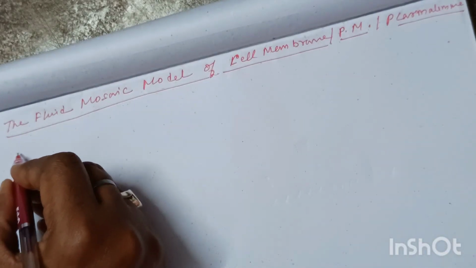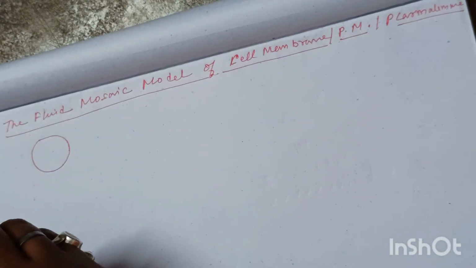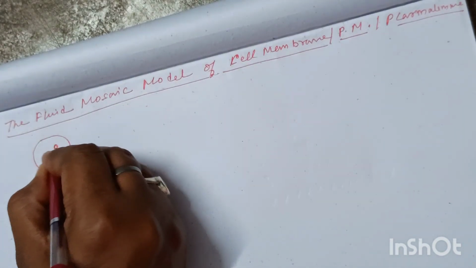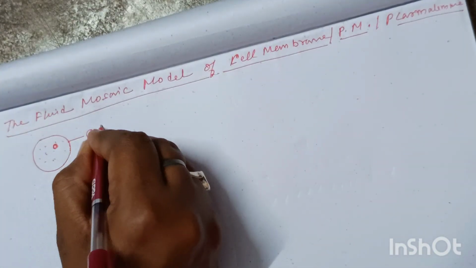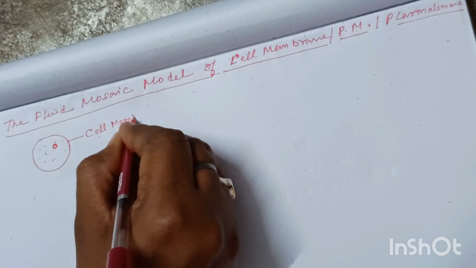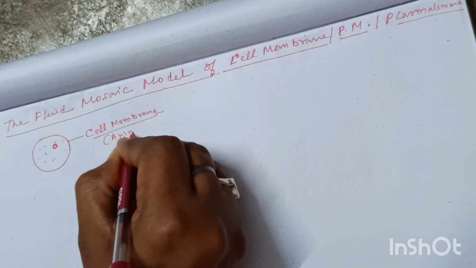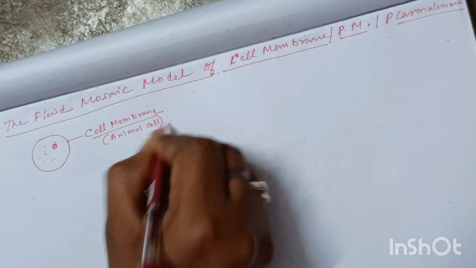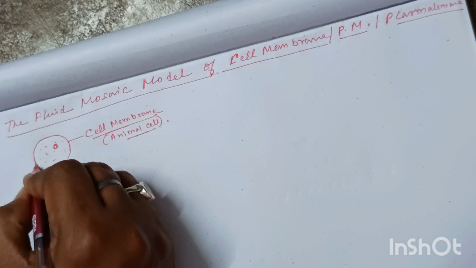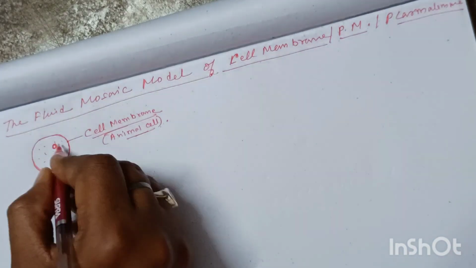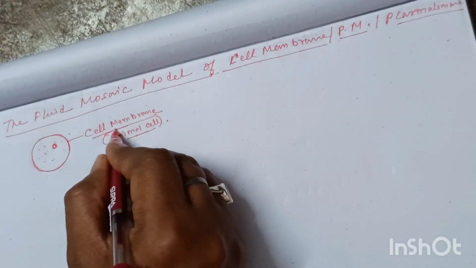Now suppose this is an animal cell, and this is its nucleus and this is cytoplasm. So this is the cell membrane for an animal cell. Now what is the cell membrane for an animal cell? The cell membrane is the outer lining which differentiates the cytoplasm from the outside of the cell.